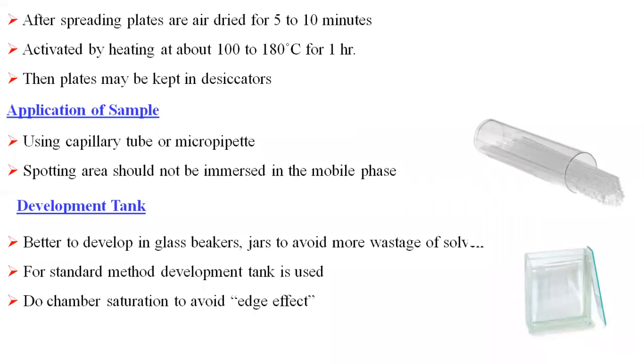After that, we are using some development tanks. We have to take the mobile phase in the development tanks. Generally we use normal glass beakers or jars to avoid wastage of the solvent, but we also use standard development tanks to avoid the edge effect, and we compulsorily have to saturate the chambers to avoid the edge effect.